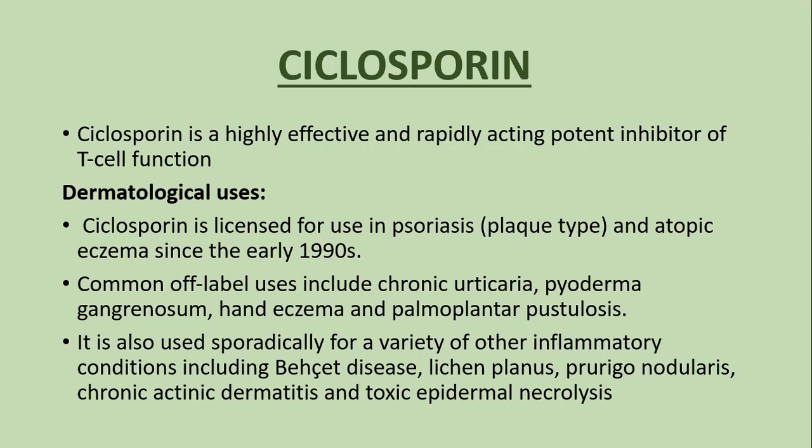Cyclosporine is licensed for its use in plaque-type psoriasis and atopic eczema since 1990. But the off-label uses include chronic urticaria, pyoderma gangrenosum, hand eczema, and palmoplantar pustulosis. It is used sporadically for a variety of inflammatory conditions like Behçet disease, like lichen planus, prurigo nodularis, chronic actinic dermatitis, and TEN.